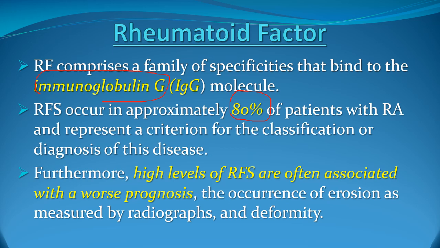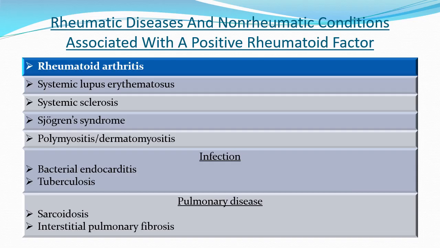Now the question is, this is called rheumatoid factor. Does this mean that it is restricted or specific for rheumatoid arthritis? The answer, no. Now this is a partial list which shows that the rheumatoid factor is present in more than one disease. In addition to rheumatoid arthritis, we can have cases of systemic lupus, systemic sclerosis, Sjogren syndrome, polymyositis, in which we will find a positive rheumatoid factor.